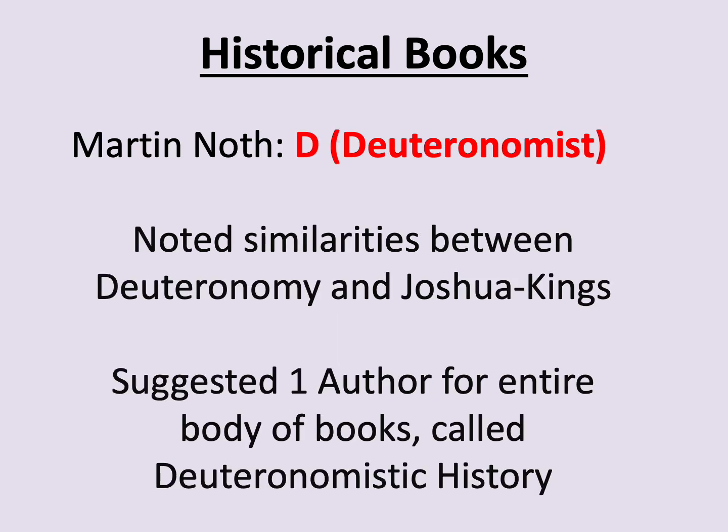A scholar by the name of Martin Noth, he's German, so his last name is pronounced "Noat," not "Noth." Martin Noth took this theory of the Deuteronomists and expanded it, having noted the similarities between Deuteronomy and the material found in Joshua through Kings. He suggested that one author had written the entire Deuteronomistic history, beginning in Deuteronomy, writing all the way through 2 Kings.